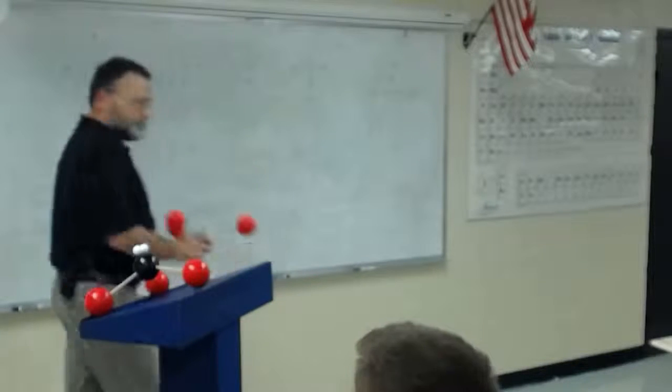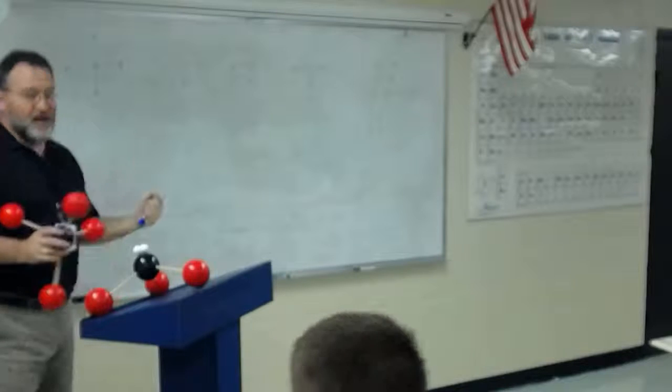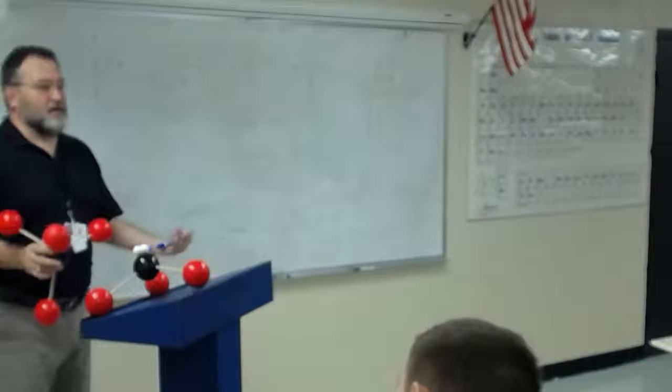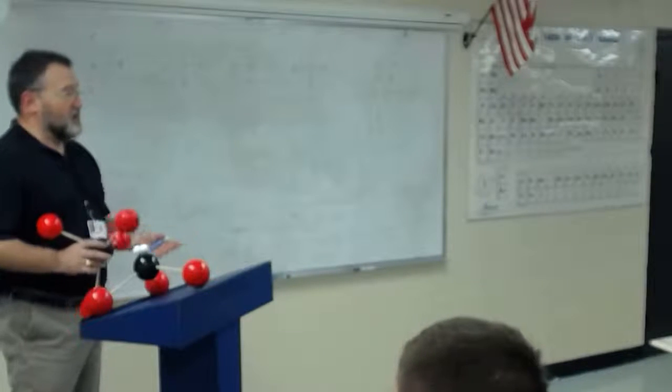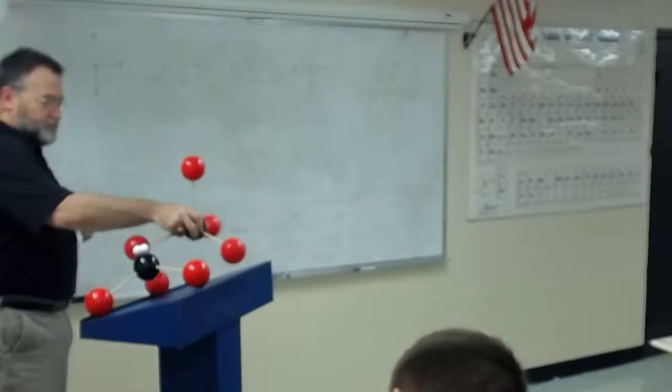So double bonds and single bonds count the same. A double bond is a thing. A single bond is a thing. An unbonded pair is a thing. A triple bond is a thing. How many things are attached to the central atom?